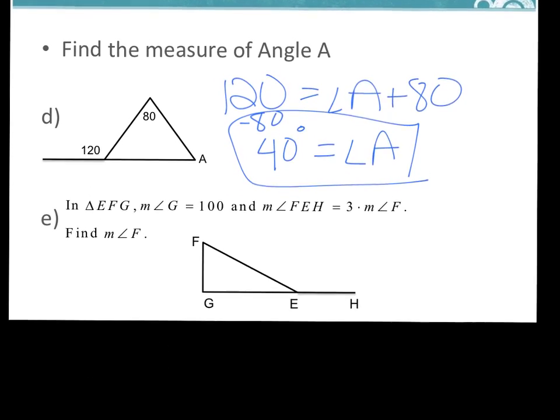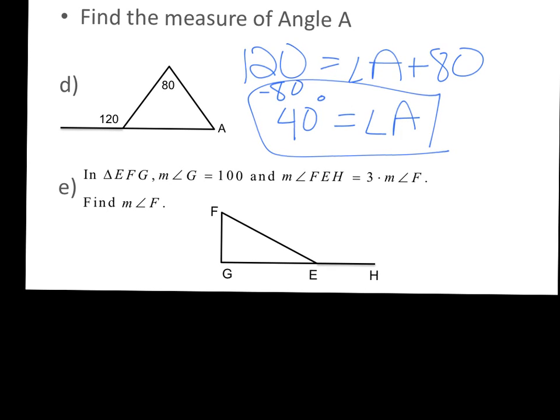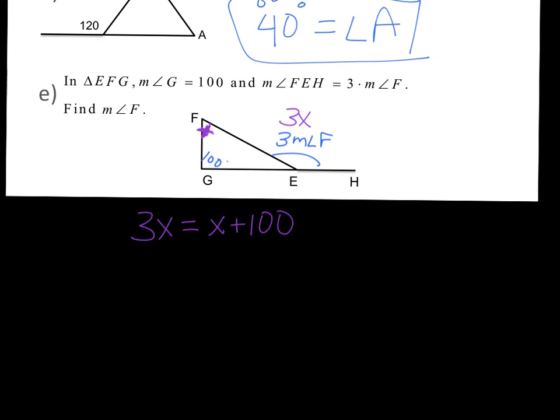Question so far? Okay, E says in triangle EFG, angle G is 100. So this is 100. And angle FEH, this one out here, is 3 times the measure of angle F. Find the measure of angle F. If I put X in the place of the measure of angle F, then how could I write FEH's measure? 3 times X, right? And 3 times X equals what? The two remote angles, F and G, which would be X and 100. So then subtract the X. 2X would equal 100. Divide by 2, and X is 50.